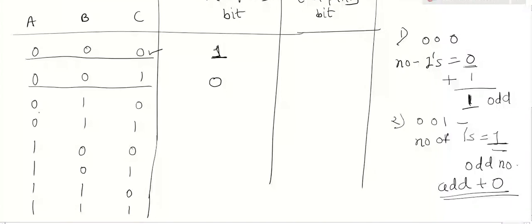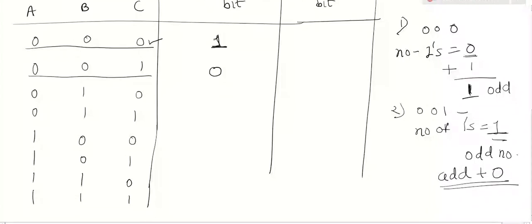Now similarly, the third example, 0, 1, 0. 0, 1, 0 has number of ones equal to 1, and 1 is an odd number. So I have to add 0 to the 1, so the answer will be 1 and it will remain odd. So the odd parity will be 0.